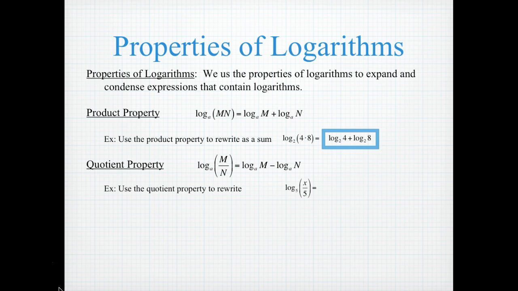In an example of the quotient property, if we have log base 5 of x over 5, that's equal to log base 5 of x minus log base 5 of 5. Notice that the second expression can be simplified. Log base 5 of 5 is equal to 1, so I can evaluate that expression and express it as log base 5 of x minus 1.